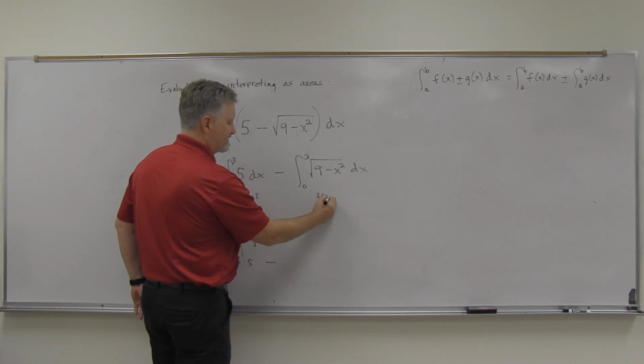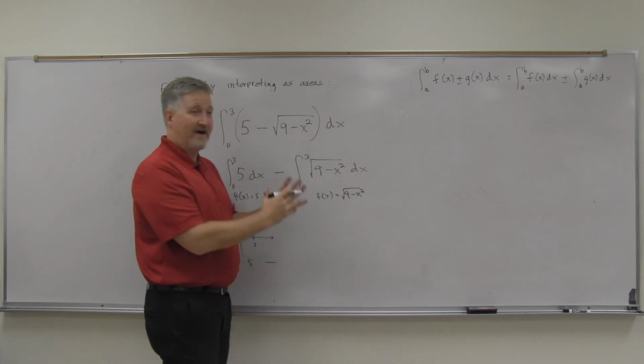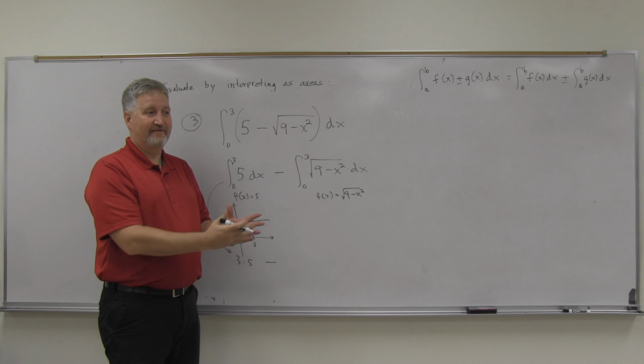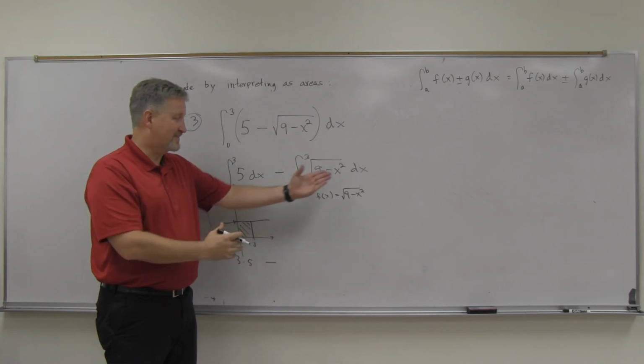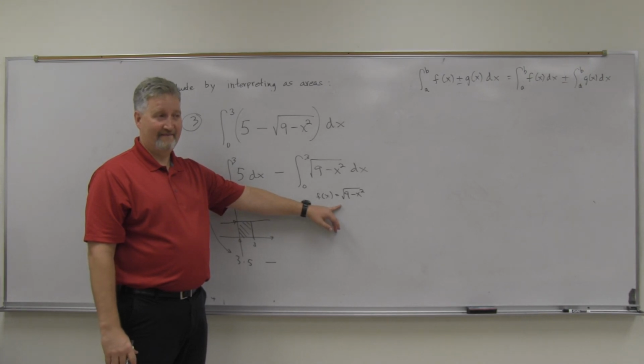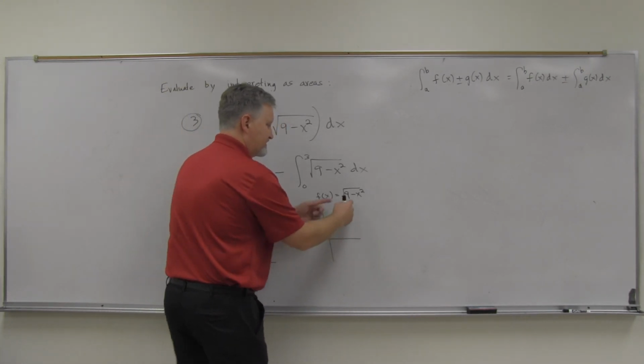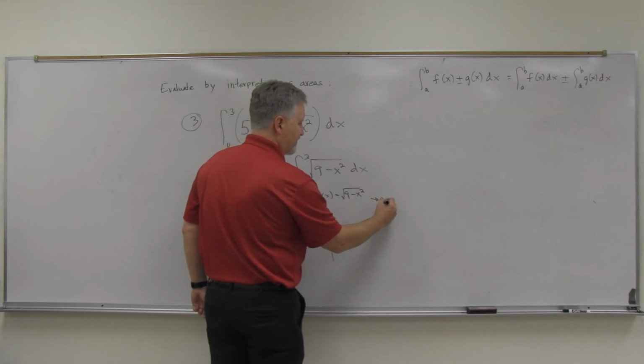Well, this is f of x, or y equals the square root of 9 minus x squared. Well, we just talked about a similar one. It was the square root of 16 minus x squared. What is this one? Wouldn't that be a semicircle, radius 3?